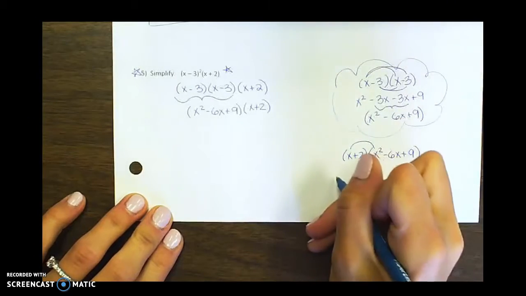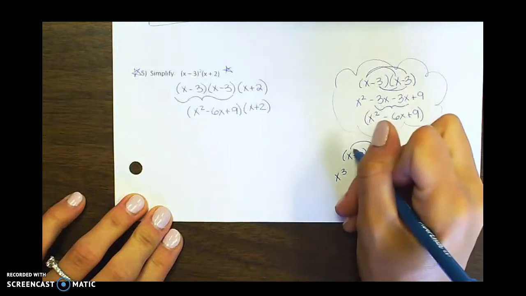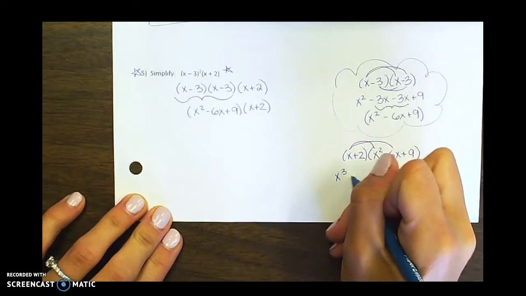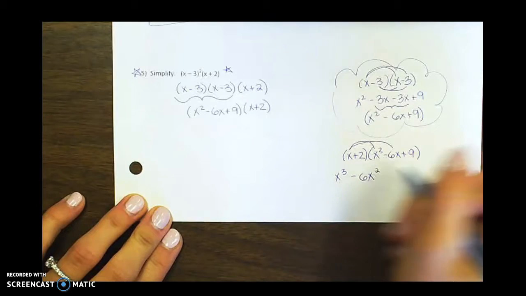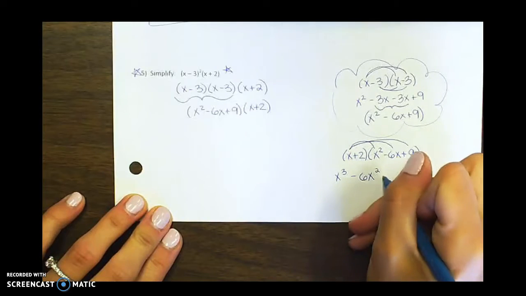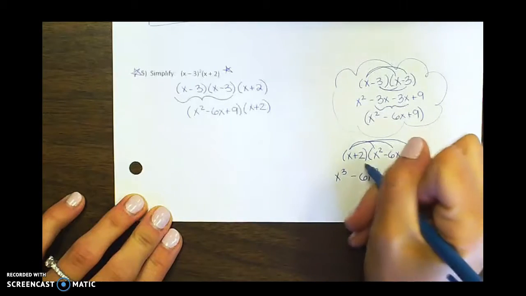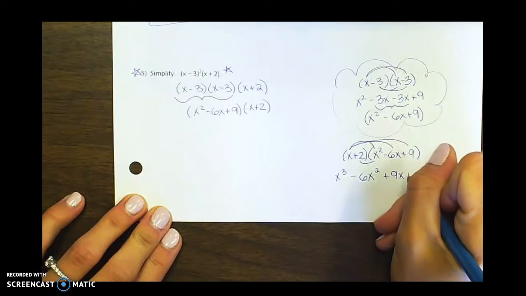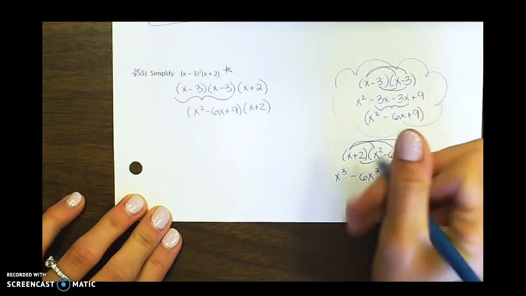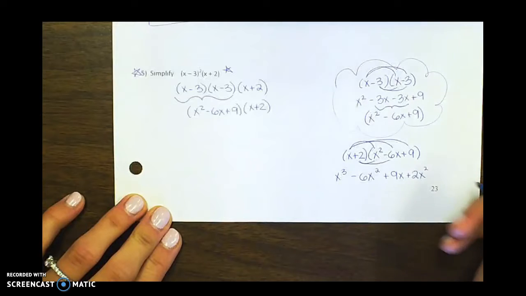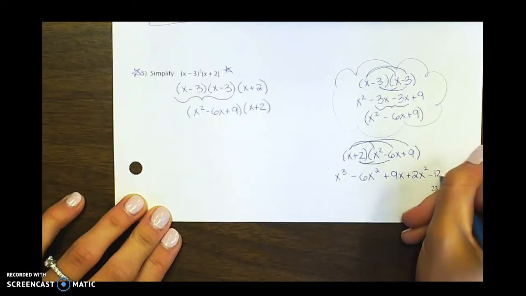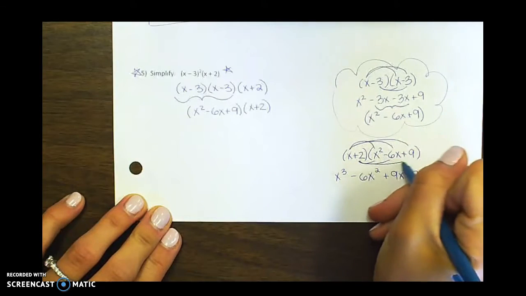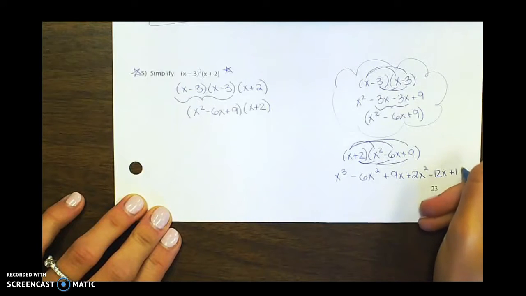X times x squared, x to the third. X times negative 6, negative 6x squared. X times 9, plus 9x. 2 times x squared, plus 2x squared. 2 times negative 6x is going to give me a negative 12x. And 2 times 9, 18.